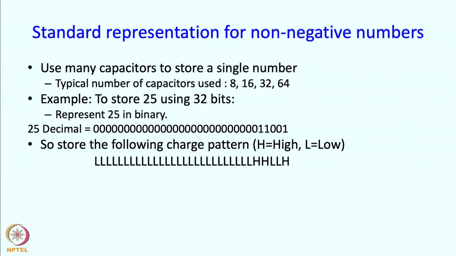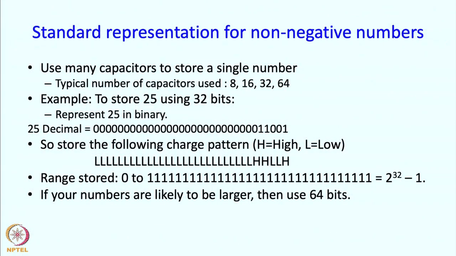Or if we are going to send that data from one part of the computer to another part, we will use a pattern of currents or maybe a pattern of voltages of this kind, low, high, depending upon whether the bit value in binary is 0 or 1.